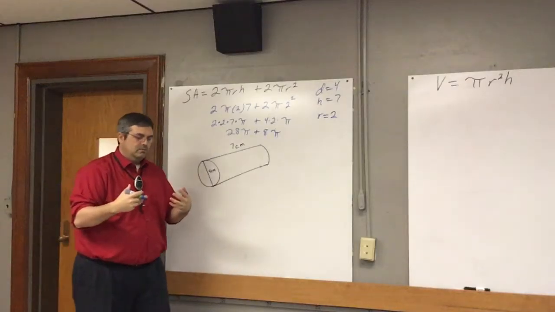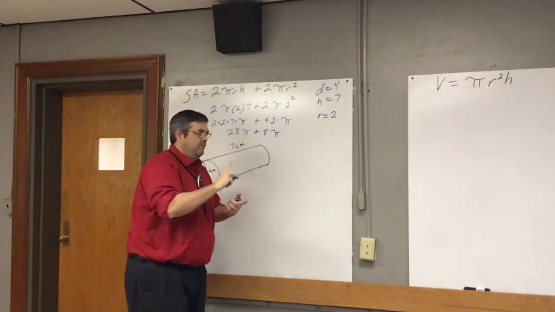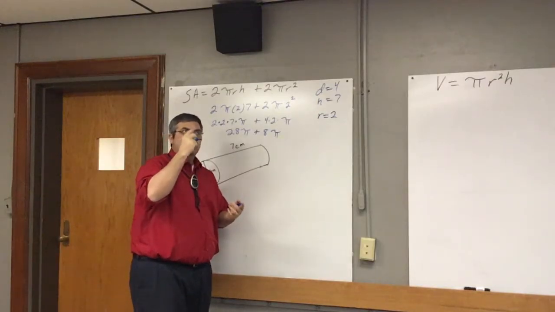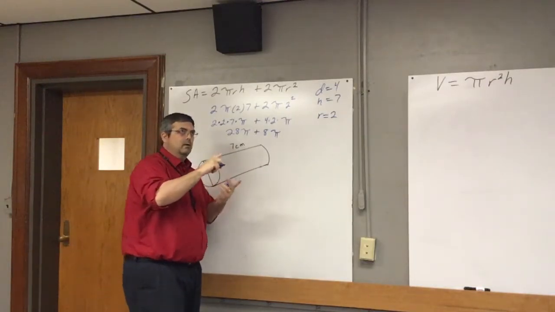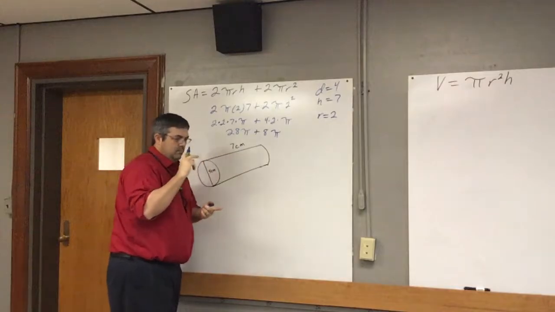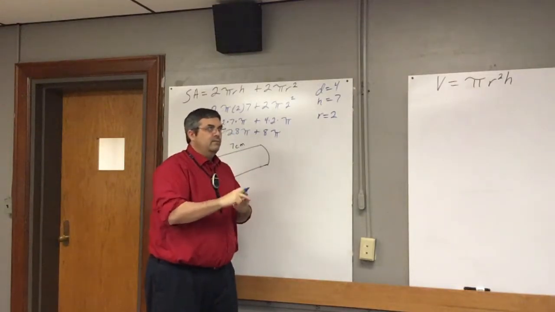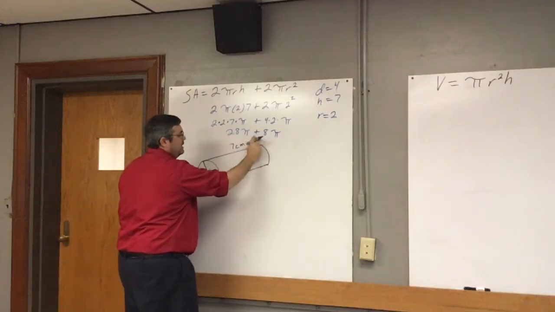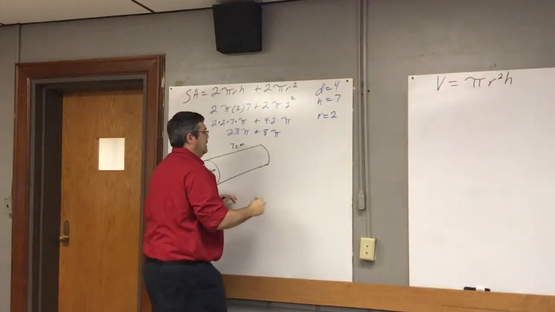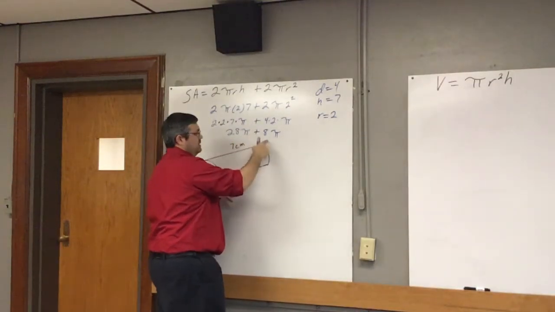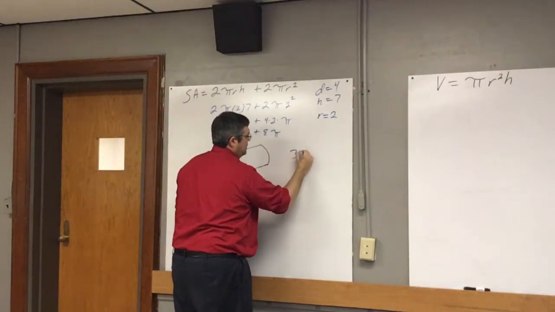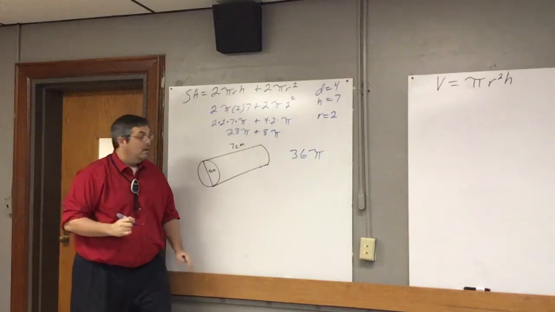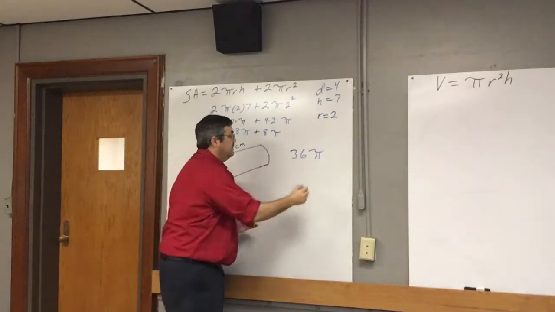Remember, like terms are a variable raised to the same power. I believe that's it. I said that right? Yeah. So it has the same variable raised to the same power. Yeah, there we go. So now I just add these two together. 28 plus 8, 36 pi. Now if they left it in terms of pi, here's your answer.